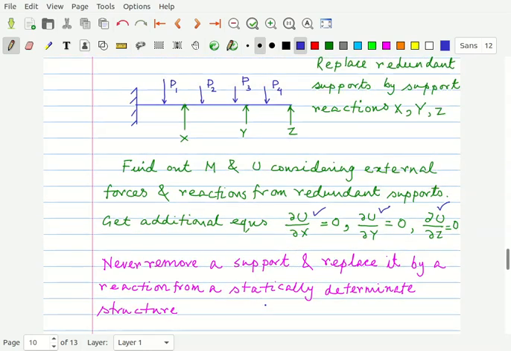So never remove a support and replace it by a reaction from a statically indeterminate structure. Sometimes we think that in a statically determinate structure, suppose we remove one support and show the reaction coming from the support, but that is not permissible. So at least you have to keep the reactions which are obtainable from equations of statics, so that the structure remains stable. Okay, so the structure must be adequately supported.